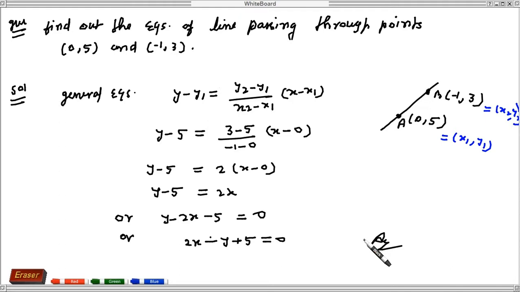Now you will definitely know how you can find the equation of a line passing through a single point and passing through 2 points. A single point has the general equation y minus y1 equals m into x minus x1. Similarly, the general equation of a line passing through any 2 points is y minus y1 equals (y2 minus y1) by (x2 minus x1) into (x minus x1). So these are the two equations.